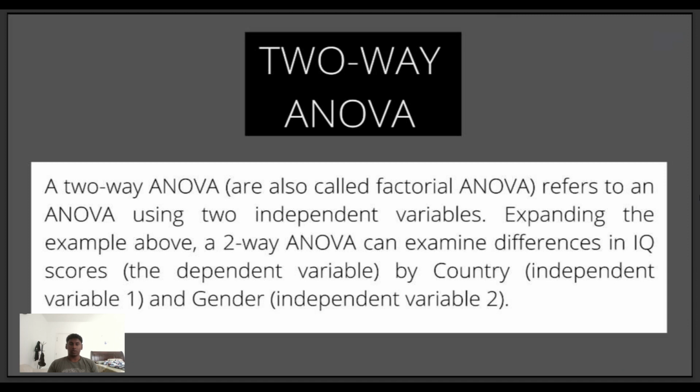A two-way ANOVA, also called factorial ANOVA, refers to an ANOVA using two independent variables. Expanding the example above, a two-way ANOVA can examine differences in IQ scores, the dependent variable, by country, independent variable 1, and gender, independent variable 2.